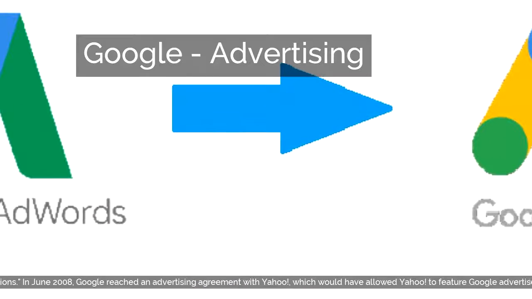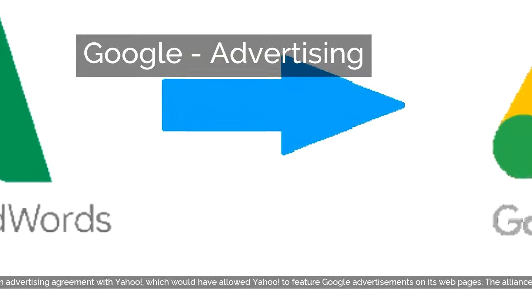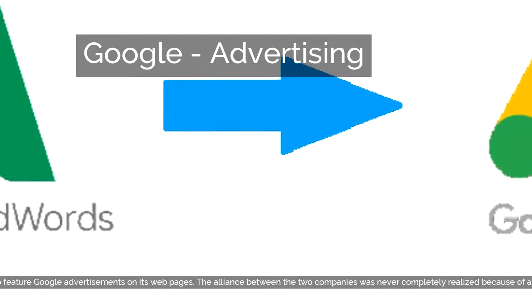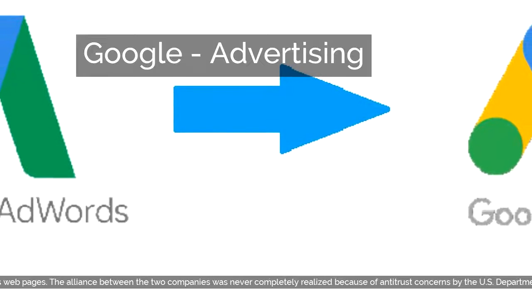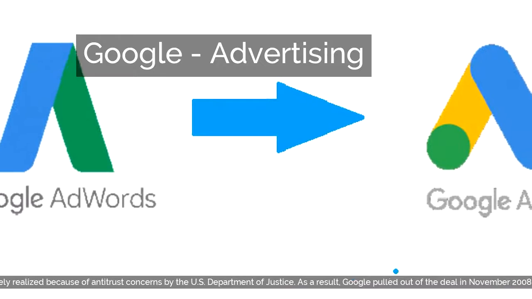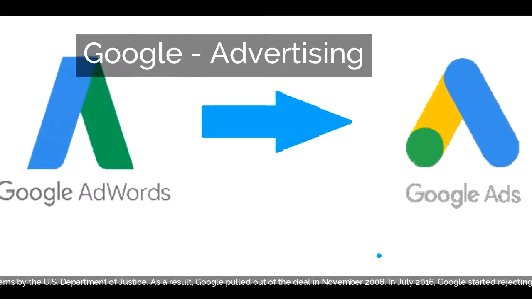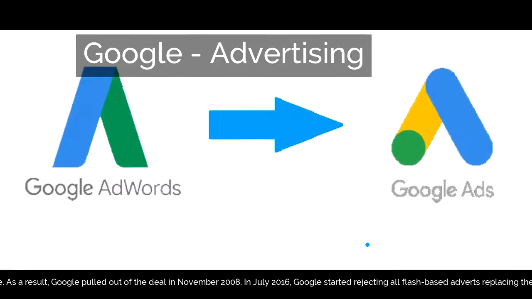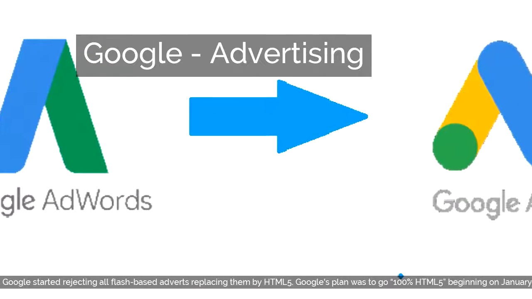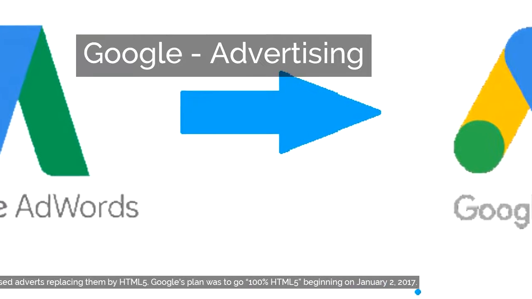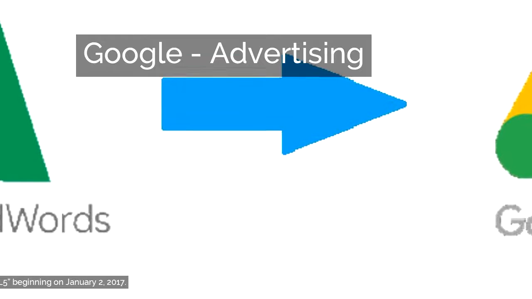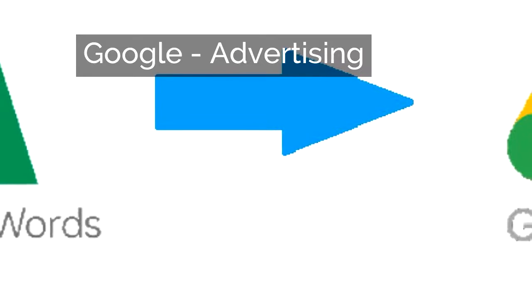In June 2008, Google reached an advertising agreement with Yahoo, which would have allowed Yahoo to feature Google advertisements on its web pages. The alliance between the two companies was never completely realized because of antitrust concerns by the U.S. Department of Justice. As a result, Google pulled out of the deal in November 2008. In July 2016, Google started rejecting all Flash-based adverts, replacing them by HTML5. Google's plan was to go 100% HTML5 beginning on January 2, 2017.